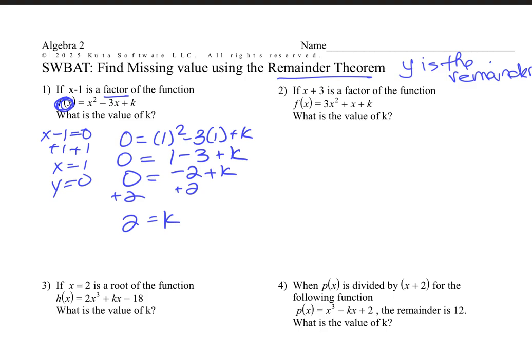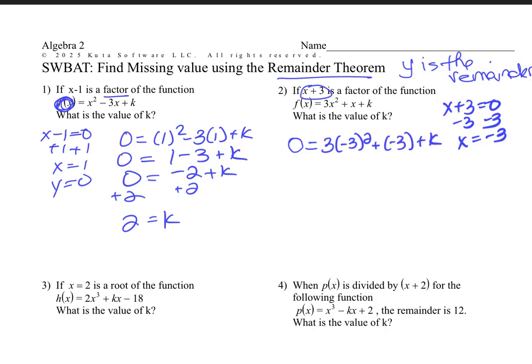Okay, and then you can do whatever you want after, like if there's more of a problem, you can do that. So this is the same question, so a quick reminder that if I plug in negative 3, because x plus 3 is a factor, I should get 0 for f of x, or y. So now I'm going to plug in negative 3. And now we just solve this equation.